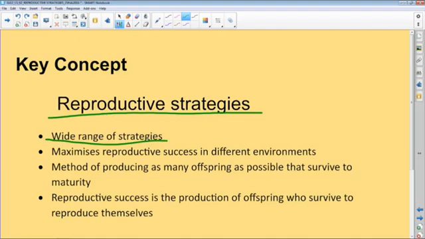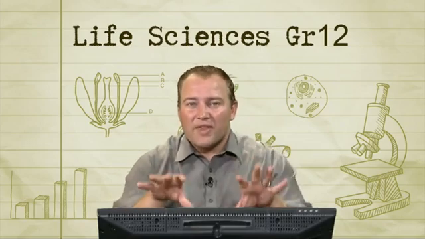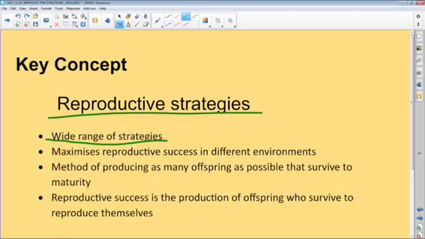I always tell everybody that I speak to that without reproduction, we're all going to die out. It doesn't matter how healthy you are. Reproduction is the point of living. Okay, you want to spread your name. That's how it is. Okay, then the next one, they maximize reproductive success. Okay, there we go, in different environments.